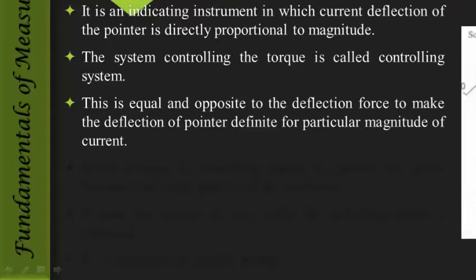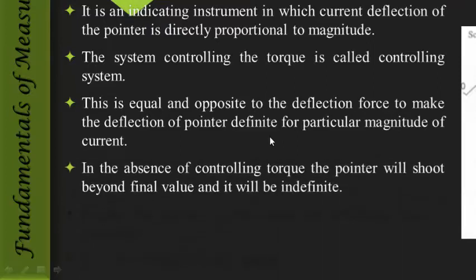So this controlling force or controlling torque is the one which balances the pointer to the correct value or correct magnitude of current. So in the absence of controlling torque, what will happen? The pointer will overshoot beyond the final value and the value would be indefinite.